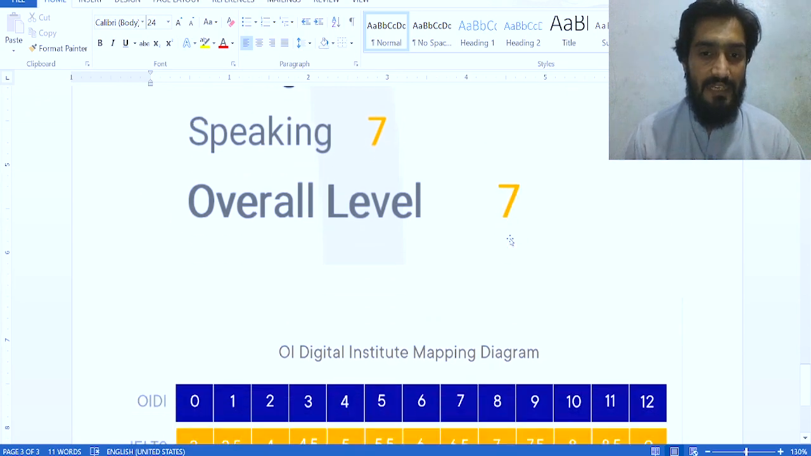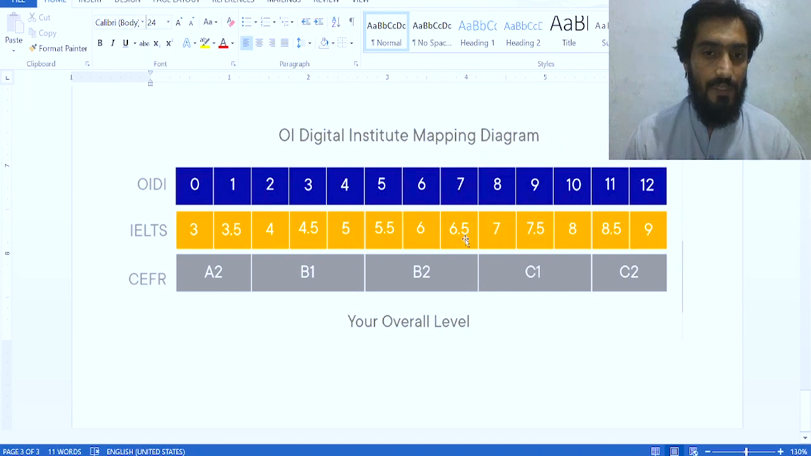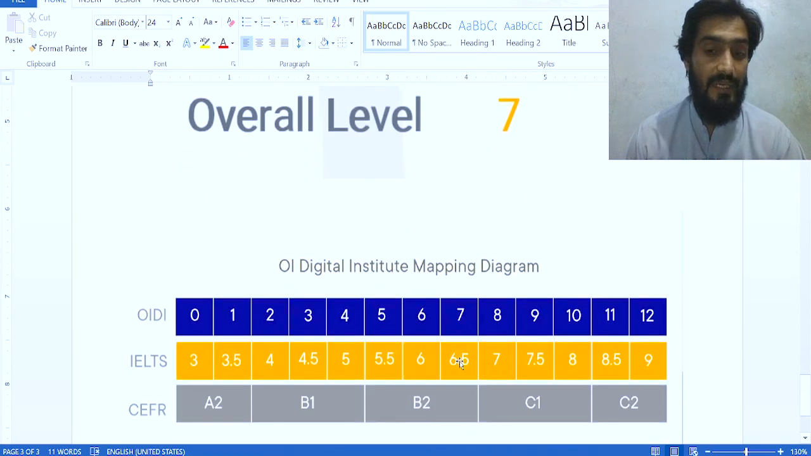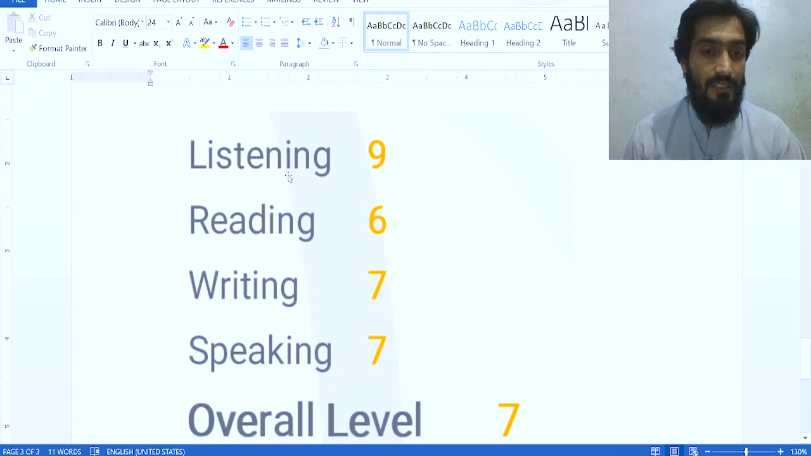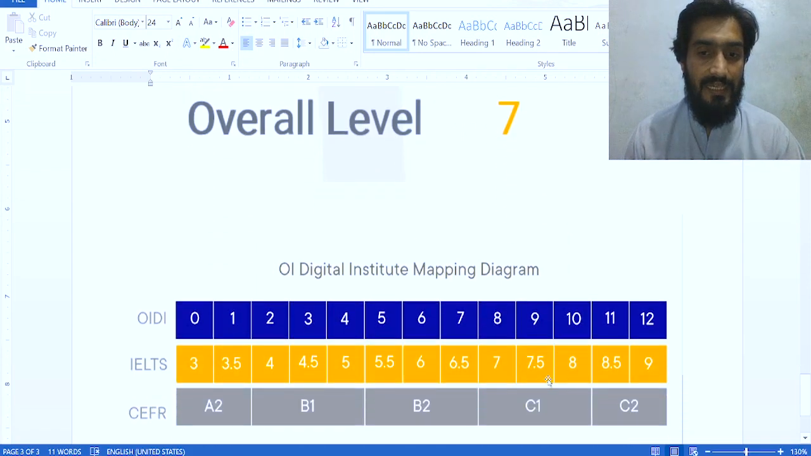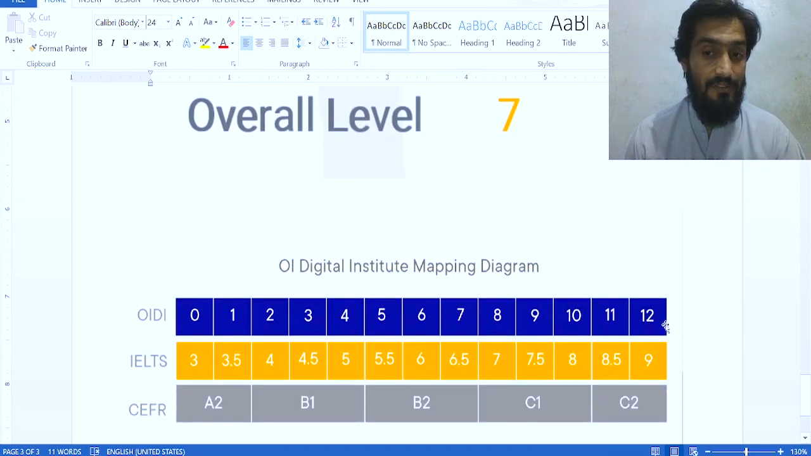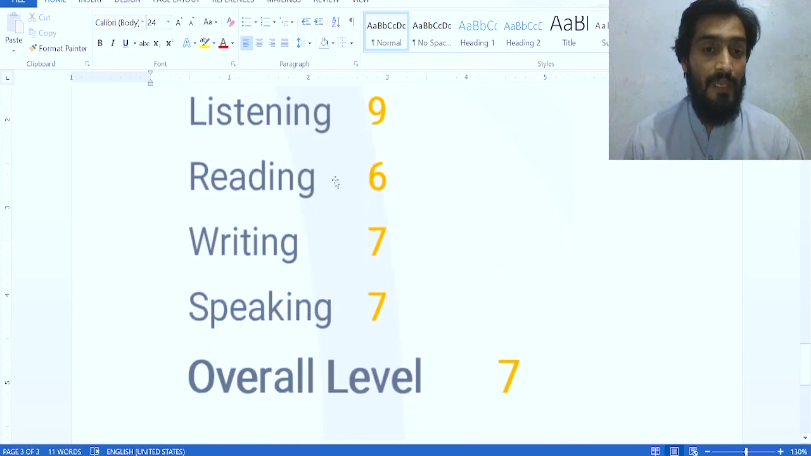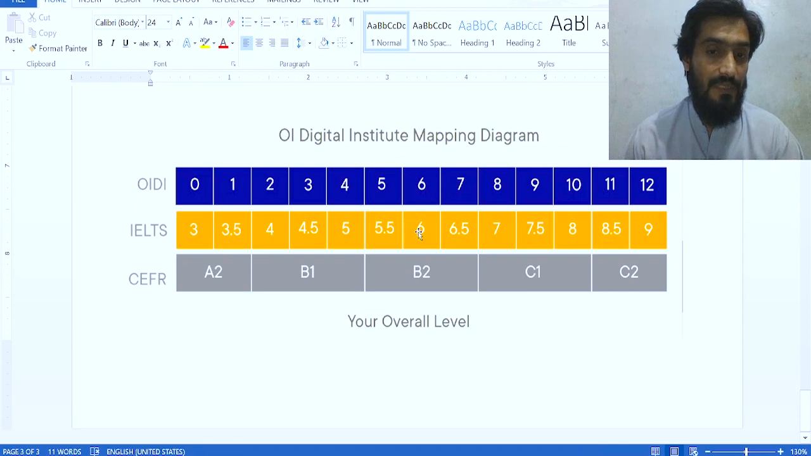Now if you see 7, it means that 7 is equal to 6.5 in IELTS. So this person didn't get 7 band, but he got 6.5 band as compared to the IELTS scoring. He got 9 in the listening module, but 9 doesn't mean 9 band, because IELTS does not have 12 bands. It has 9 bands. So here 9 is equal to 7.5, so you can say that in listening he got 7.5 band. Fine. Now reading 6, so 6 is equal to 6 band.